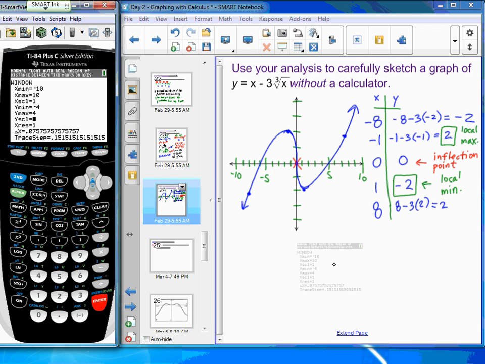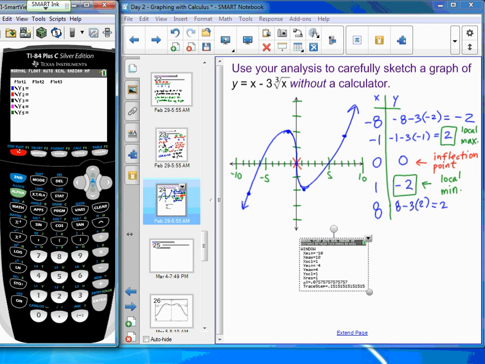Oh, getting a little nervous. It's all right. Stay strong. y equals (x minus 3) times the cube root of x.